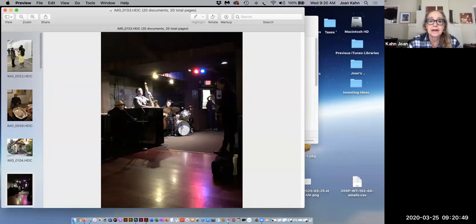This was in a club, a jazz club, and there's overlapping. The figure here is overlapping the other figures. And there's probably some vanishing point going on. A little bit of atmospheric perspective.